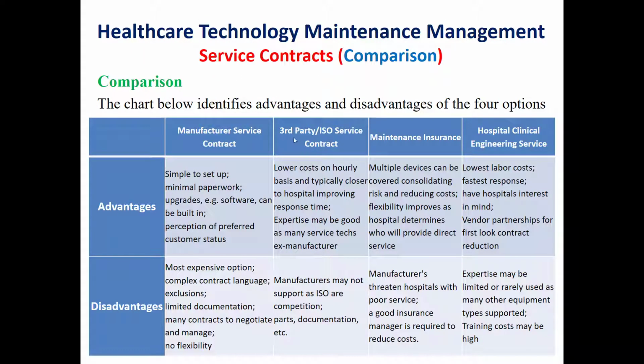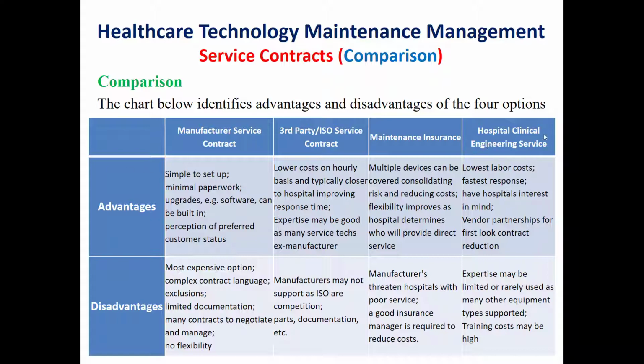Here we can see a comparison between the different types of contracts. As we said, the manufacturer service will be the most expensive type, but sometimes we need to sign such a type of service contract in case we need a very low downtime of the machines, or in case we lack the resources to perform this type of task.